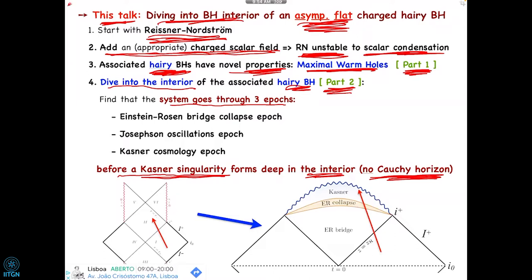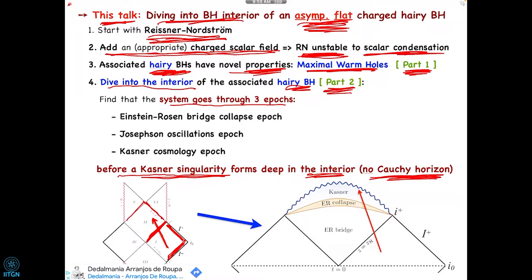So again, here I have an asymptotically flat black hole, the Reissner-Nordström black hole. So I have the past null infinity and the future null infinity. I have the event horizon here, the future event horizon. I have an observer that crosses the future event horizon. And then naively it would approach this Cauchy horizon.